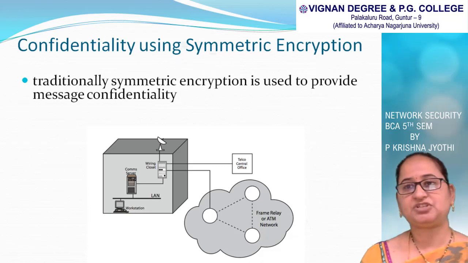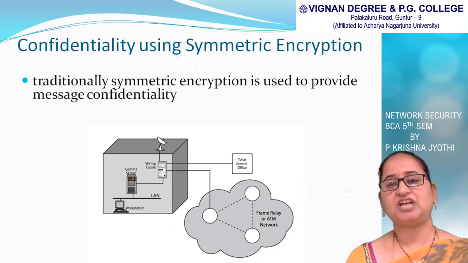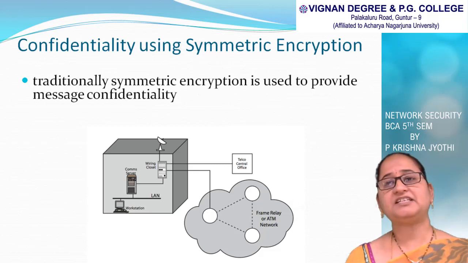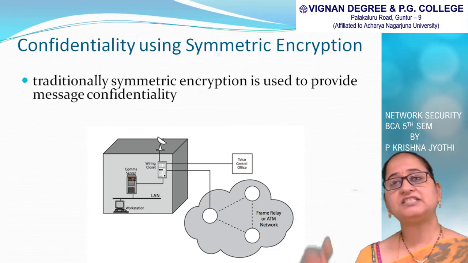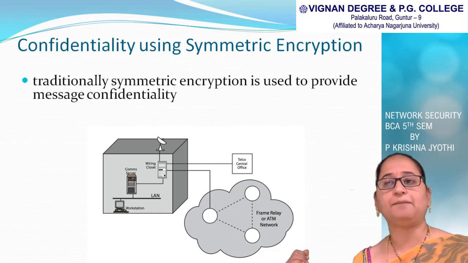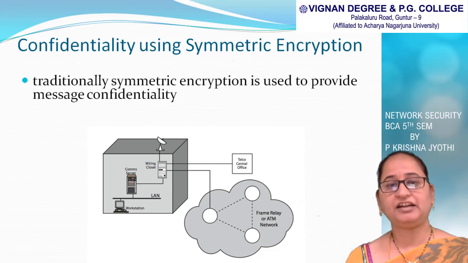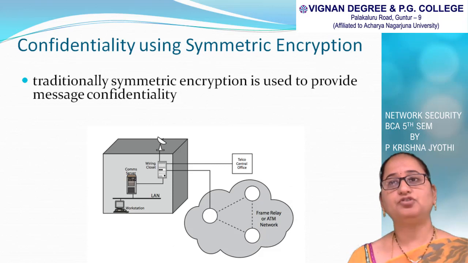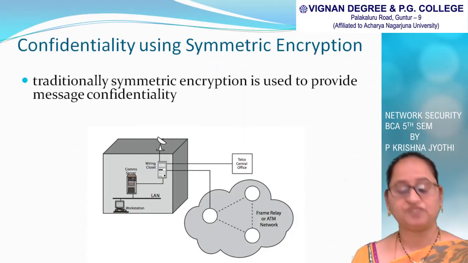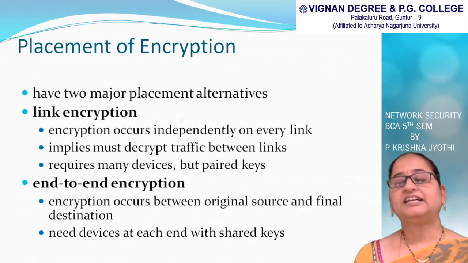Using symmetric encryption, we are providing message confidentiality. Why do we have to provide message confidentiality? Because in this diagram we consider an organization and we discussed the places of vulnerabilities. So to overcome the attacks at the different places, we have to choose two types of methods, which are described in this slide.